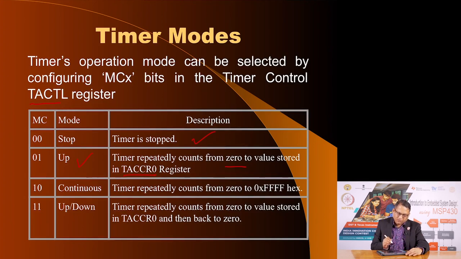In the continuous mode, it will go from 0 to the maximum value that 16 bits allow, and in the up down mode it will go from 0 to the value stored in TACCR0, and then from there it will decrement to 0. And so, in the up mode the waveform is more like this, in the up down mode it is like this. So, you get a sawtooth waveform of comparison in the up mode, and in the up down mode you get a triangle waveform.